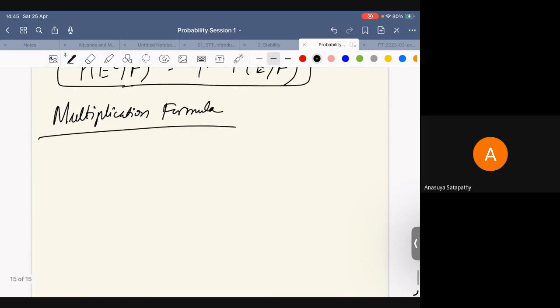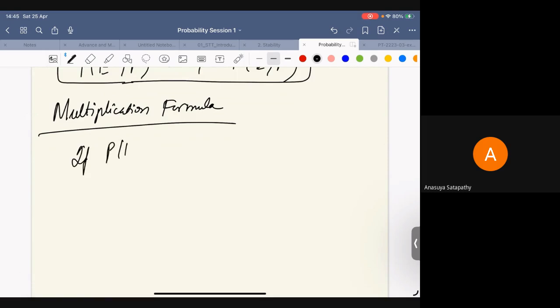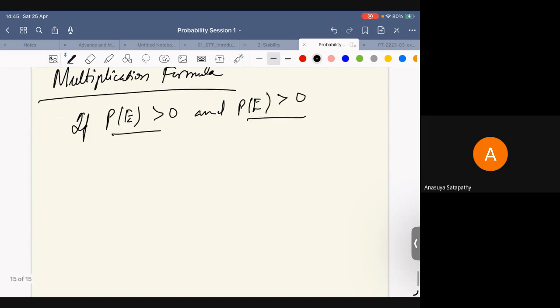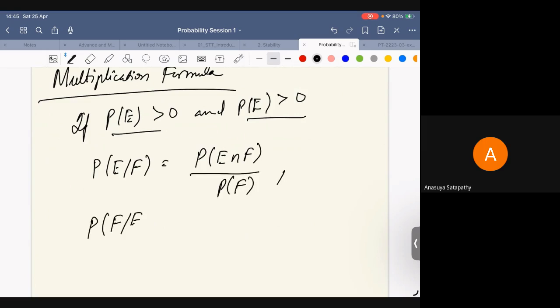So, for example, if the probability of both of the sets E and F are greater than 0, they cannot be 0. If they are 0, it cannot be applied. So both should be greater than 0. Then we can get probability of E given F as probability of E intersection F divided by P of F, and probability of F given E will be probability of E intersection F divided by P of E.